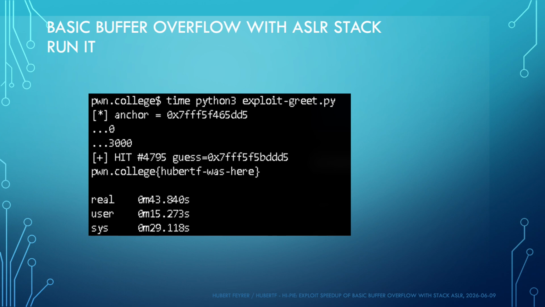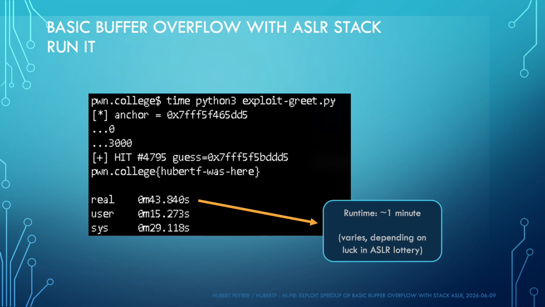Here is the exploit actually running. You can see the anchor address printed first, then a series of progress dots while it keeps trying, and finally the hit line together with the captured flag. The run takes about a minute, but it varies a lot, because finding the right address is essentially like winning the ASLR lottery.